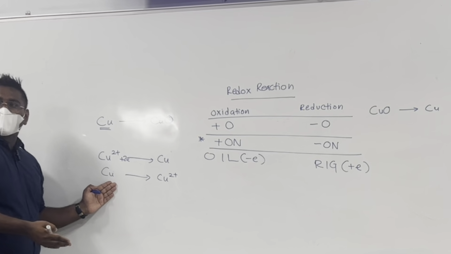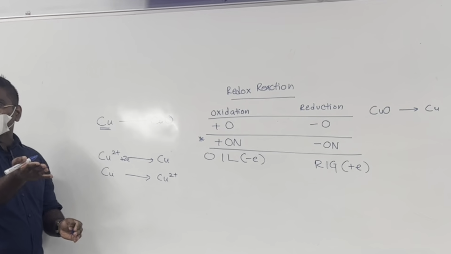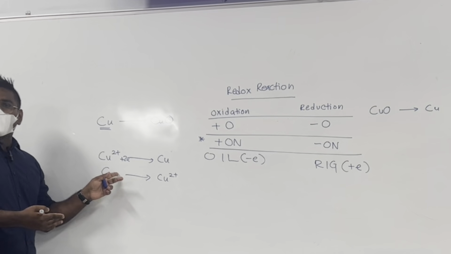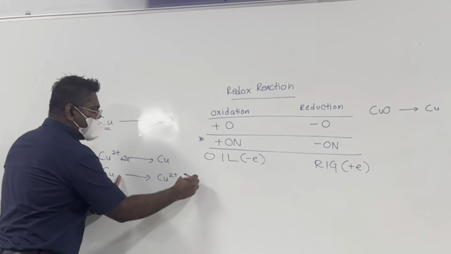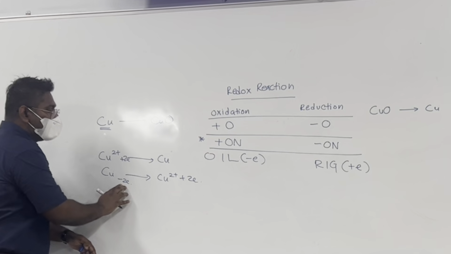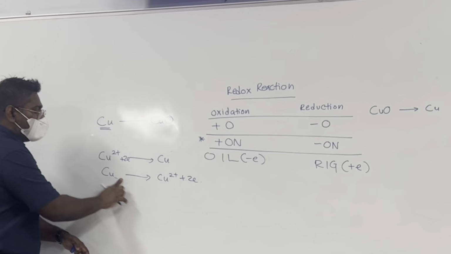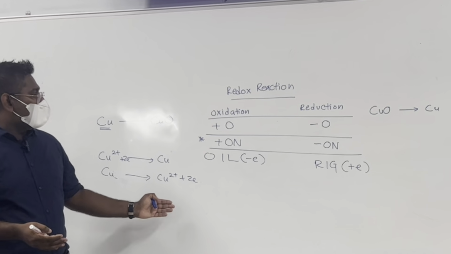And in this case, copper changing into Cu2+, it means they have lost the electron. In chemistry, we don't say minus electron here. We always put it on this side, so it's plus 2 electrons. So it means copper is giving out 2 electrons. You bring it over there, it's plus. Now, which one will come over here?